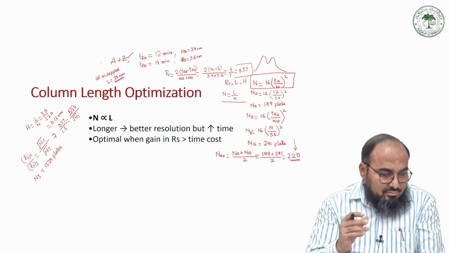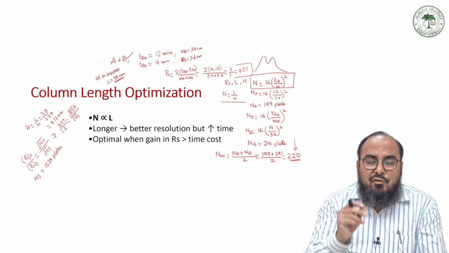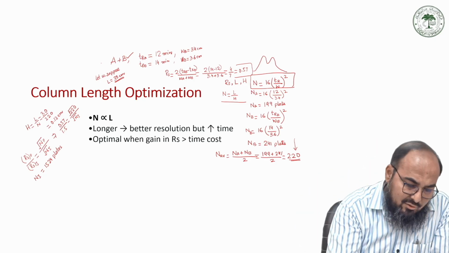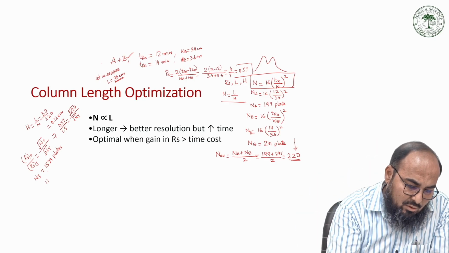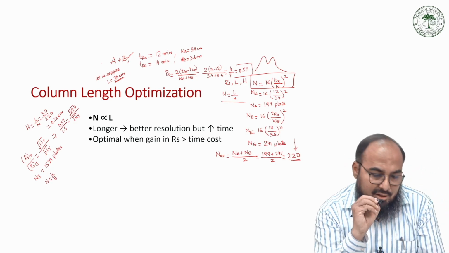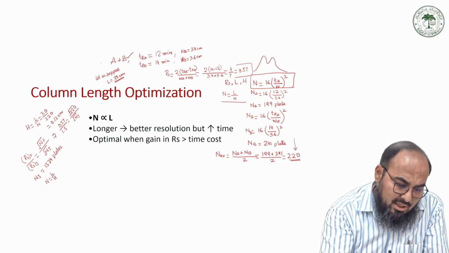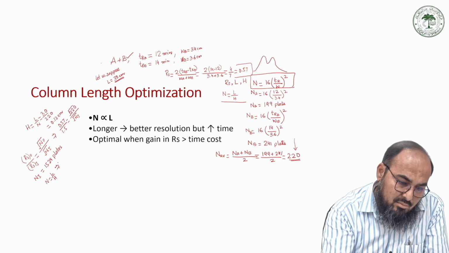Now what we have to do is optimize the length of the column, and for optimization of this we have the formula n is equal to L upon H. Now, your ideal plates which must be coming, how many plates is that?